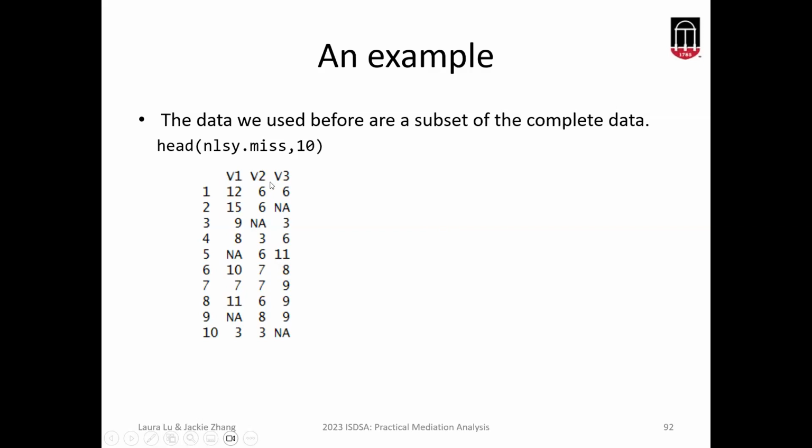So let's look at the example. Suppose we have 3 variables, and in this case we have some missing values. For example, the third variable of the second case is missing, and the second value of the third case is missing. All of these NA mean missing values, so this is not complete data. The data set is called NLSY.miss. We just dropped some values from the complete NLSY data set.